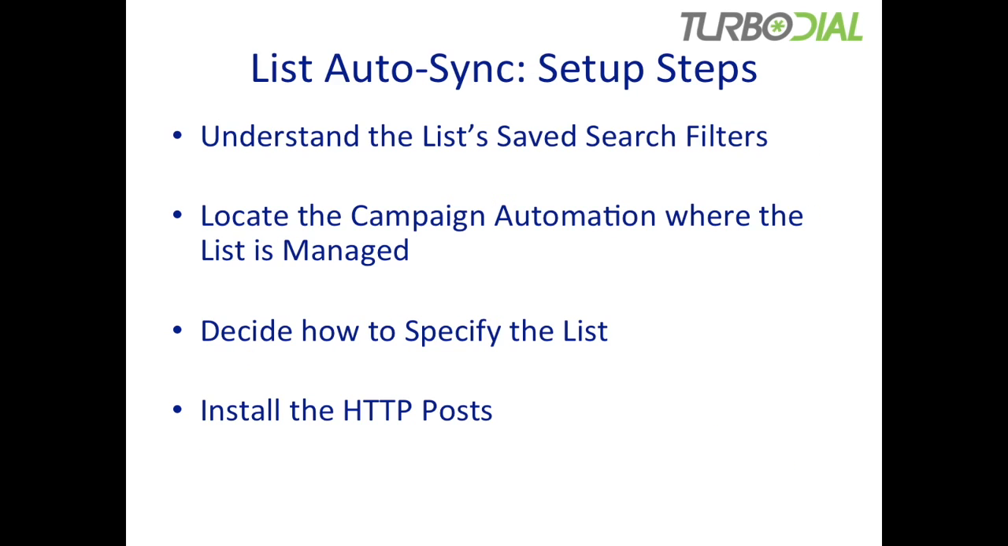Okay, there's a few setup steps here. Let's go through them. First of all, we're going to try to understand the list's saved search filters in Infusionsoft. That is, how do you set up and configure that list to be created in Infusionsoft? Next, we're going to locate the campaign automation in Infusionsoft where that list is managed, where contacts are added to the list and contacts are removed from the list. Third, we're going to decide how to specify the list. Somehow you have to tell turboDial which list you want updated. And then last, we'll show you how to install the HTTP posts that do the list autosync, and that step's pretty simple. Okay, let's talk about understanding the list's saved search filters.